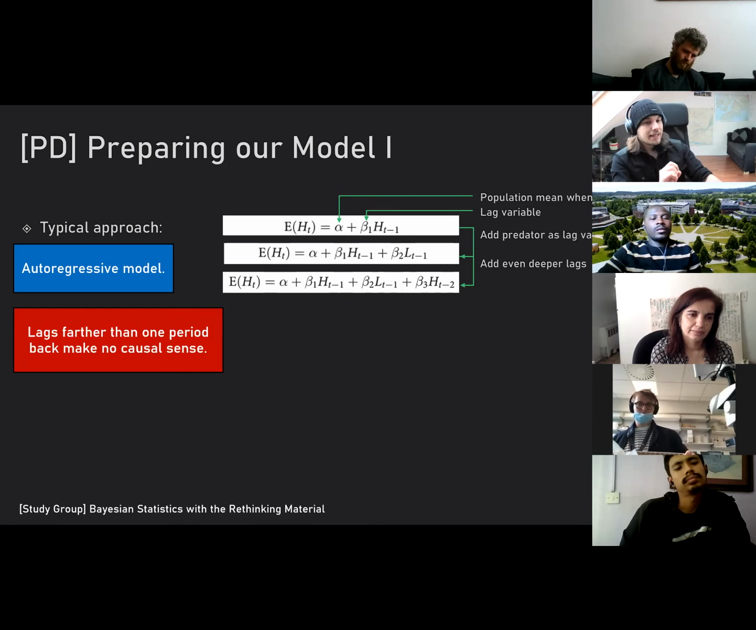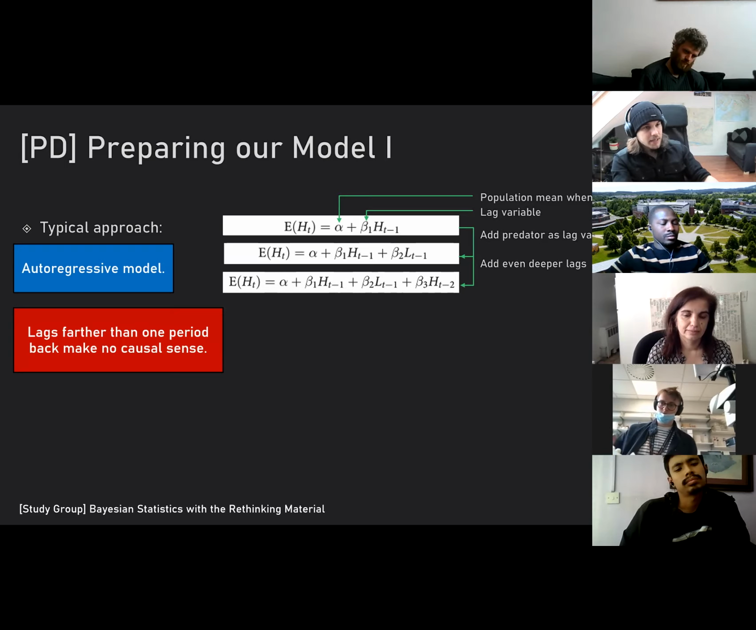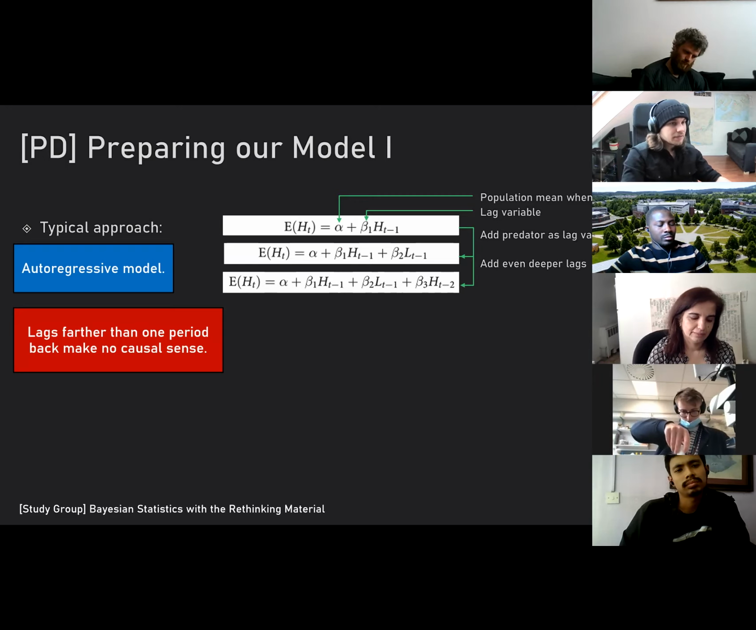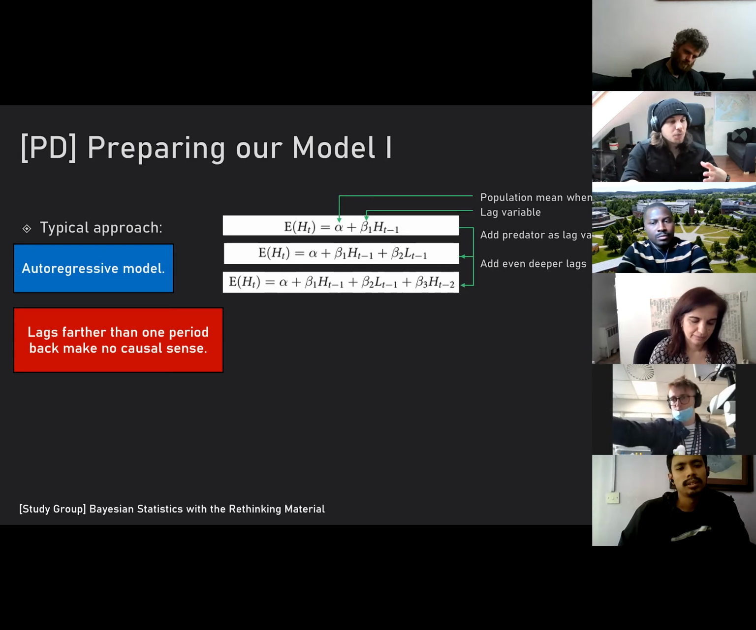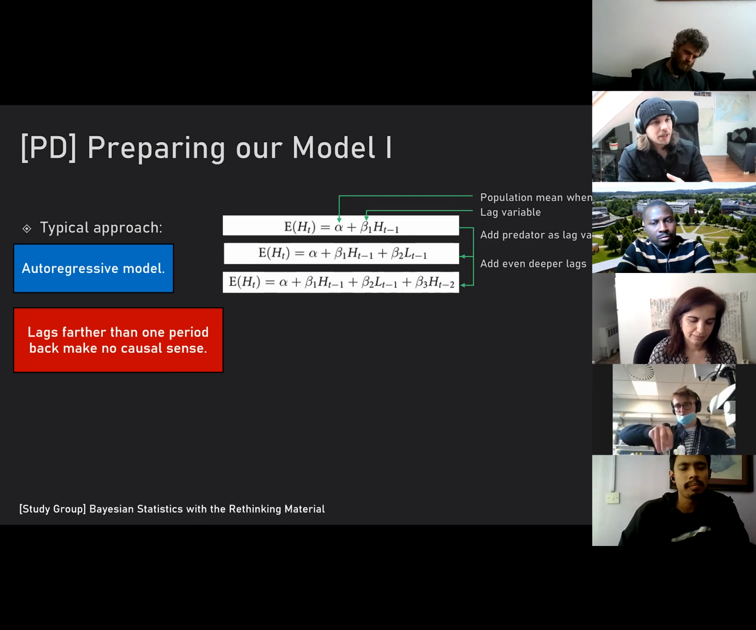Important to point out here is that lags farther than one period back make no causal sense. They might be good statistically because they help us explain something, but causally, they should not have any effect because they will always affect what is currently happening in the population through the last lag period and not through themselves from a few periods ago.